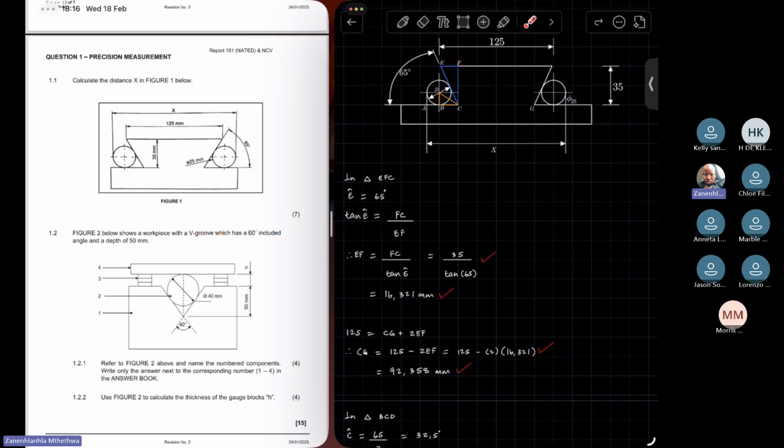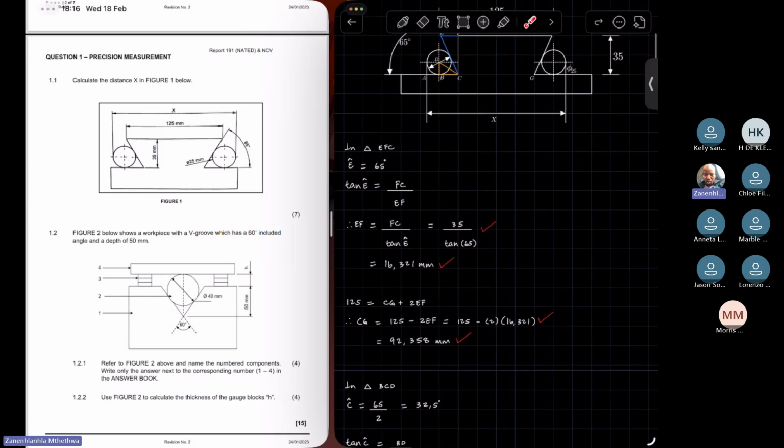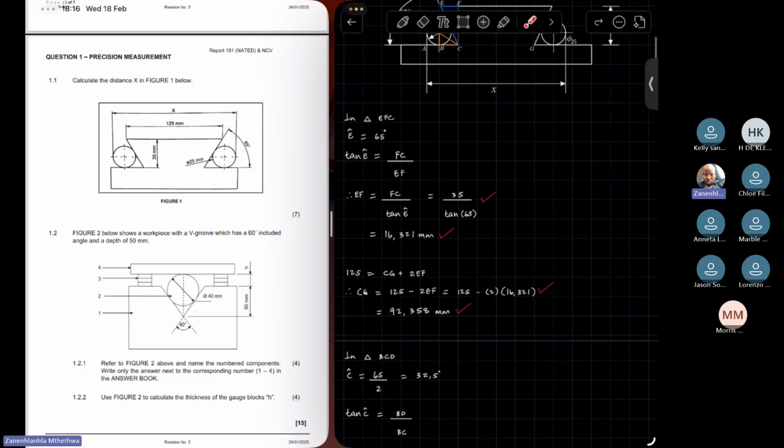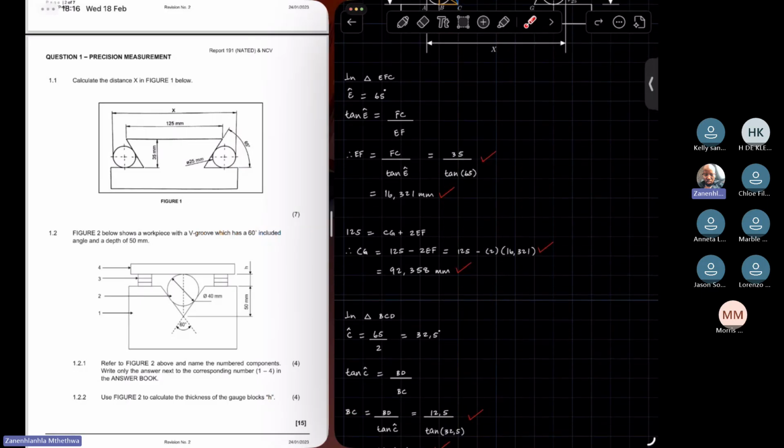We've already established that 125 is actually equal to CG plus 2 times EF. So to get CG, you then use that expression. 125 is equal to CG plus 2EF. You then substitute EF here. So 125 minus this gives us 92.358 millimeters.